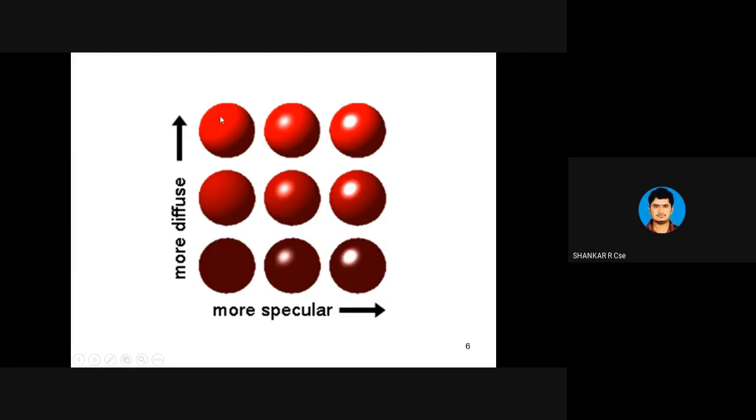On the other hand, if you look at the top left, I have only diffusion, where the light has been spread equally. I'm not seeing any bright spots. So a perfect image should look like the top right corner: an equal amount of diffusion and an equal amount of specular. Of course, an equal amount of ambience should also come into the picture, which will be given here.